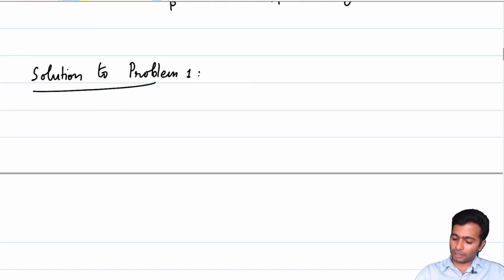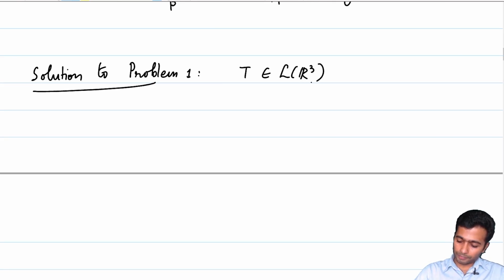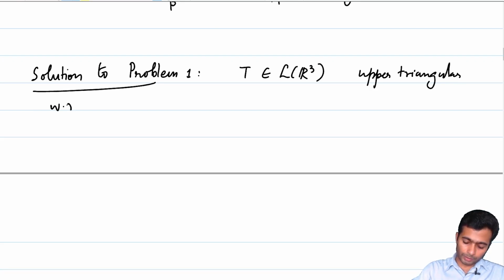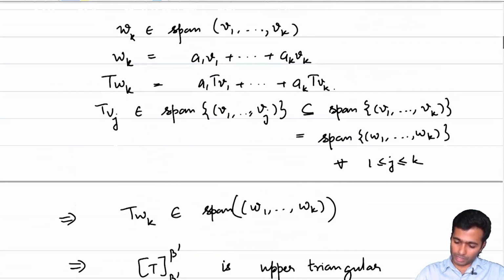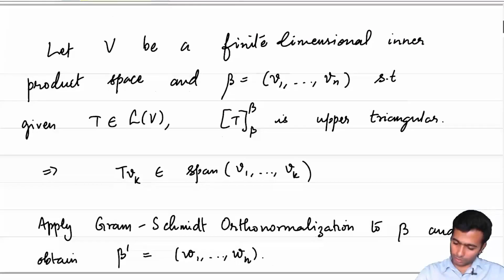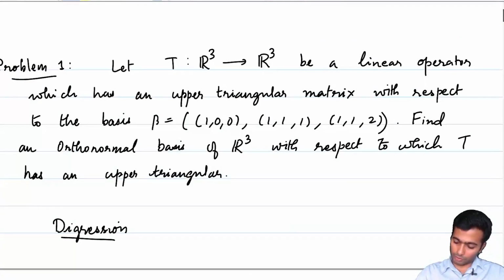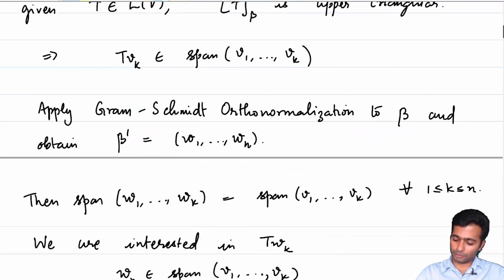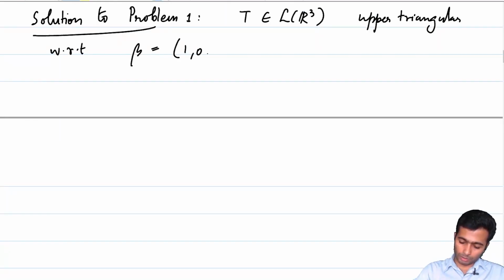So recall that our T belonged to L of R3, upper triangular with respect to beta, which was (1, 0, 0), (1, 1, 1) and (1, 1, 2). Let's go back and check. Yes: (1, 0, 0), (1, 1, 1) and (1, 1, 2).